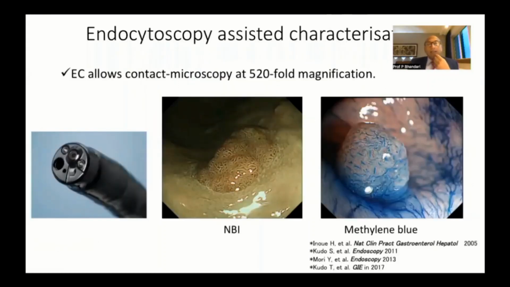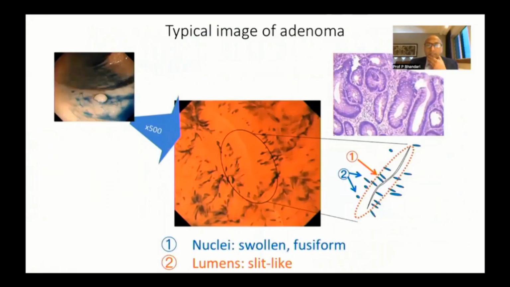So technology comes back to help us here. This is an endocytoscope from Olympus, which produces 524 times magnification. And you see here, when we use this kind of technology, I hope my videos will work. Let me show you. So you stain the polyp with methylene blue, and then you use the endocytoscope, you see images like this. It's very easy to interpret this image.